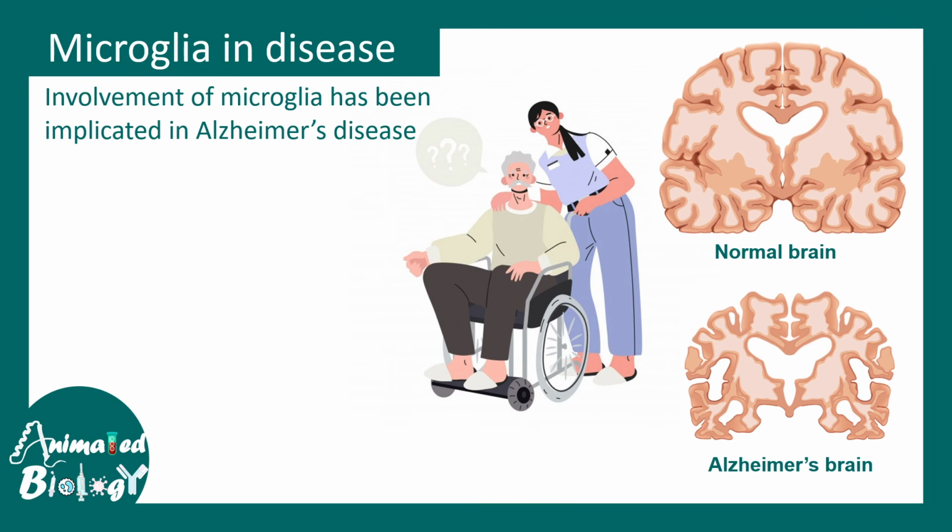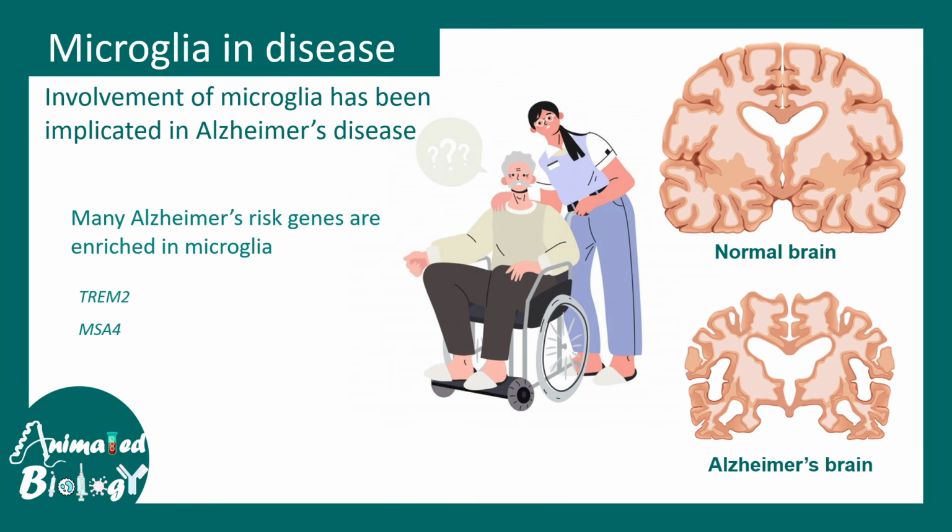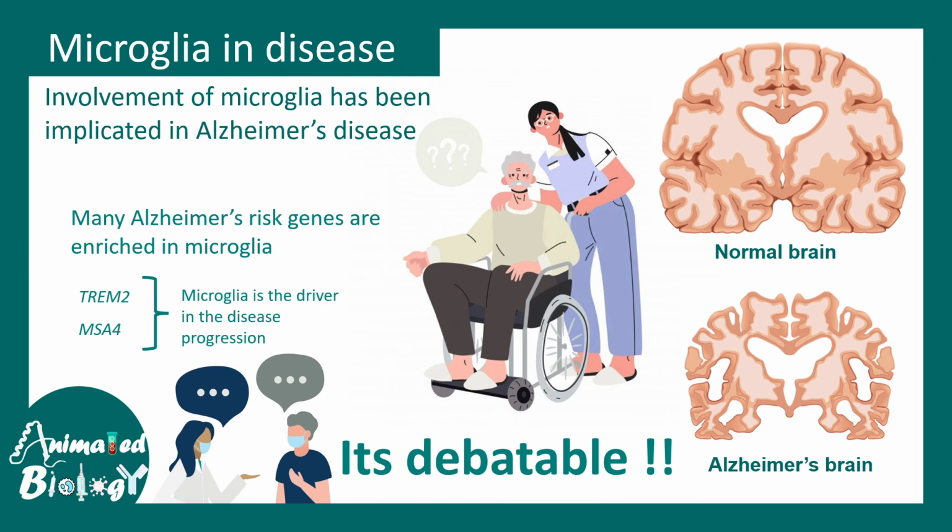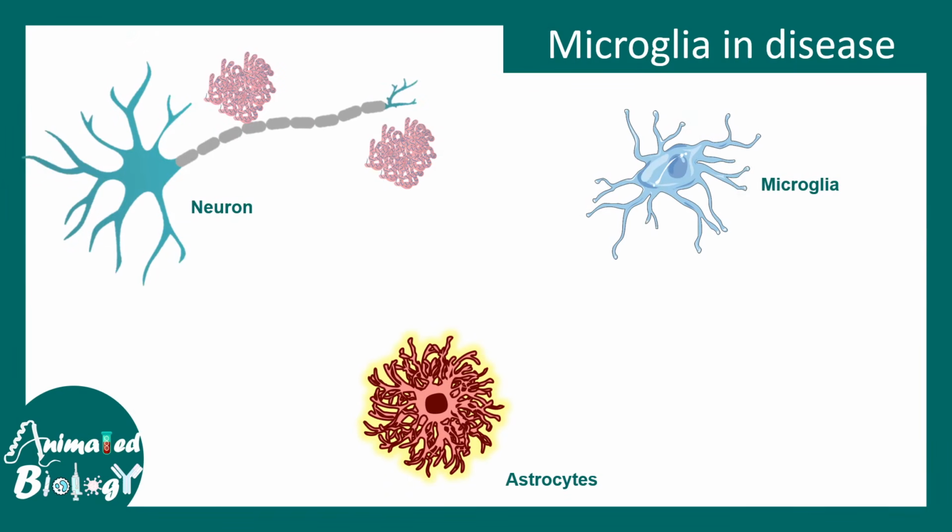So microglia are associated with many diseases, including Alzheimer's disease. Many Alzheimer's risk genes are enriched in microglia, for example TREM2, MS4A, etc. That leads to the hypothesis that microglia are the drivers of disease progression. Yes, it is still debatable, but it's a new avenue, or new angle, to think about.